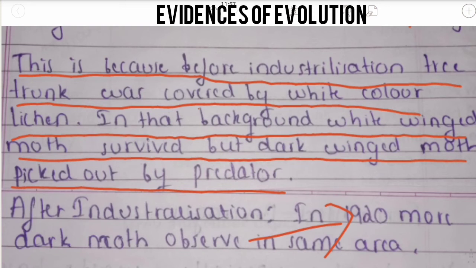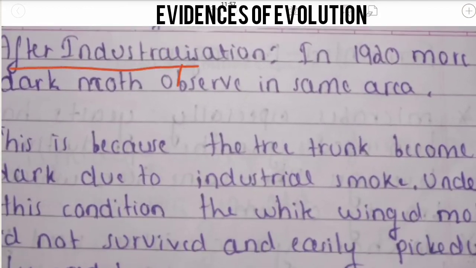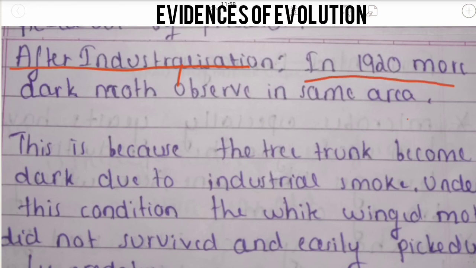Simple. Against that background the white winged moth survived, but the dark winged moth could not survive, because it was picked up by the predator. Then, after industrialization, what happened? After industrialization, in 1920, more dark moths were observed in the same area. Surprisingly, after industrialization in 1920, more dark colored moths were observed in the same area. Can you think now why? What was the reason? A very simple reason.